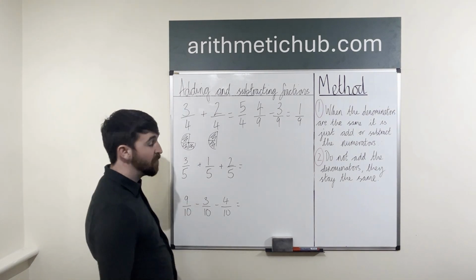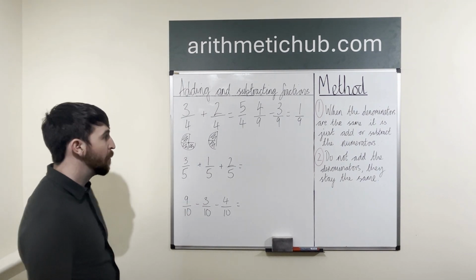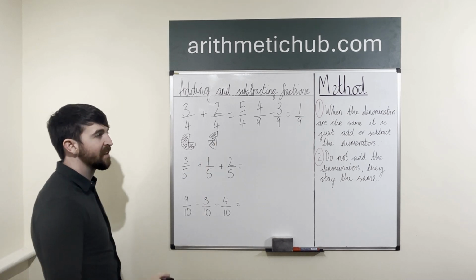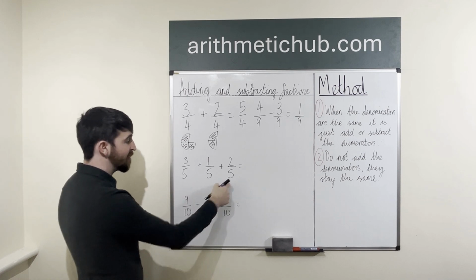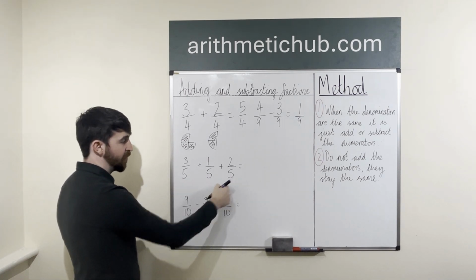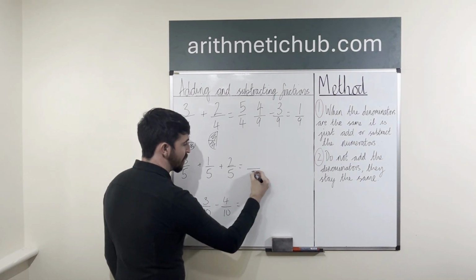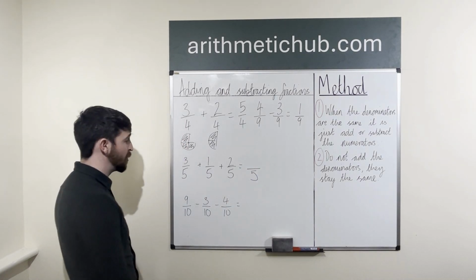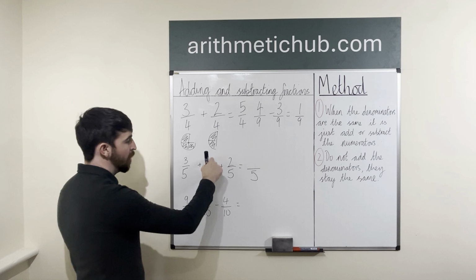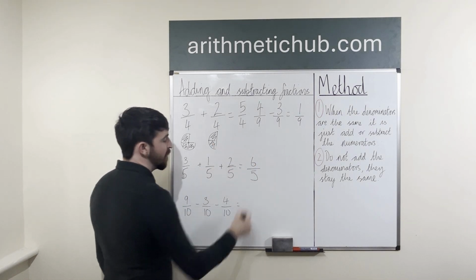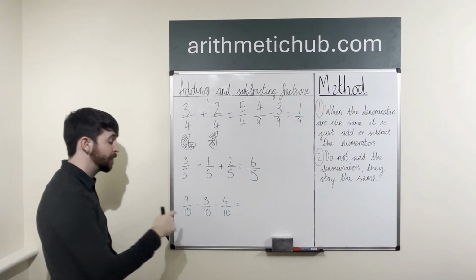The only thing is, sometimes you have questions that look a little bit like this. But again, we follow the method. When the denominators are the same, just add or subtract the numerators. We can see the denominators are the same: fifths, fifths, fifths. So the answer is also going to be in fifths. I add the numerators together. 3 add 1 is 4, and 4 add 2 is 6. So my answer will be 6/5.